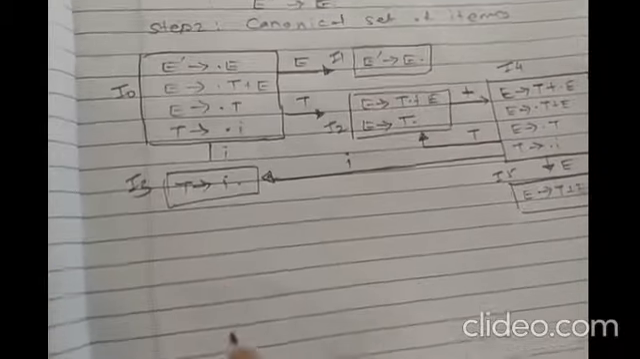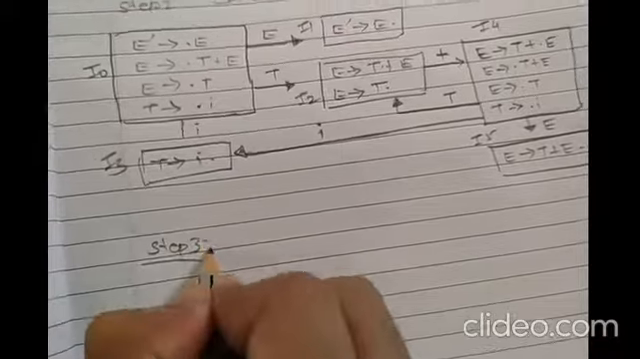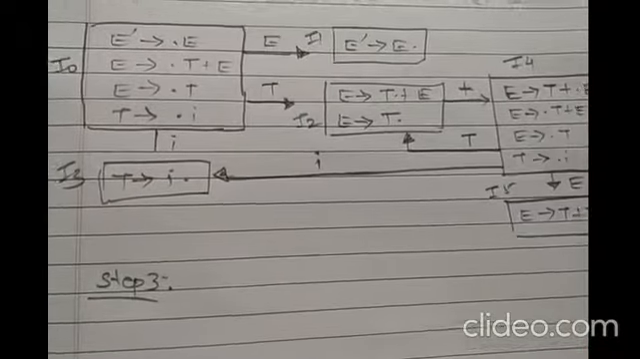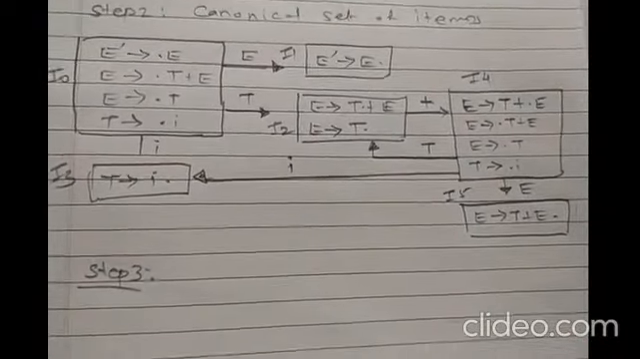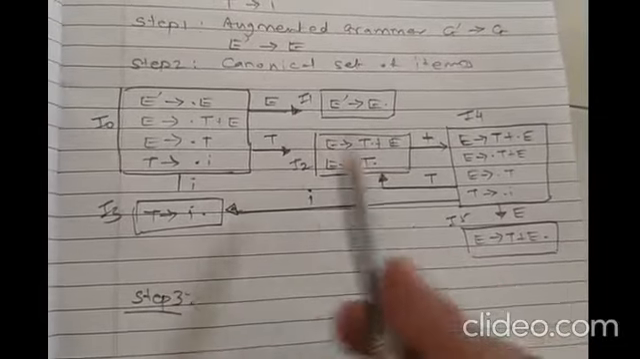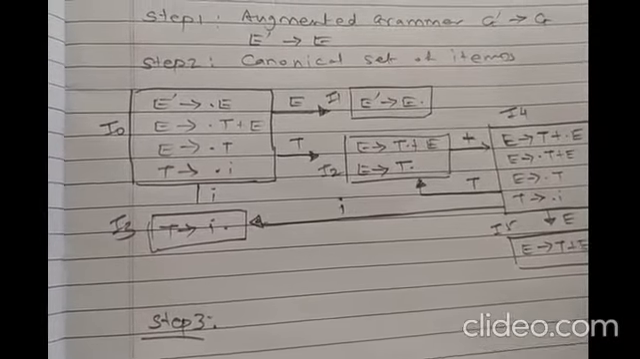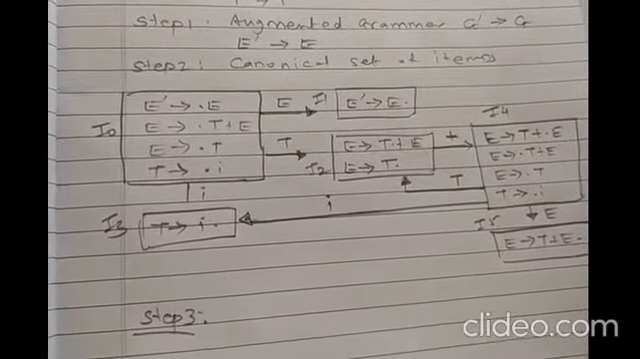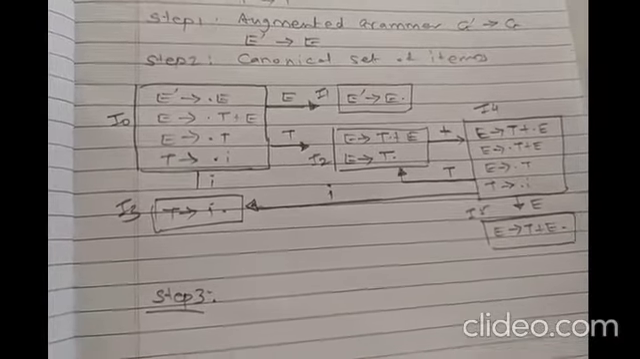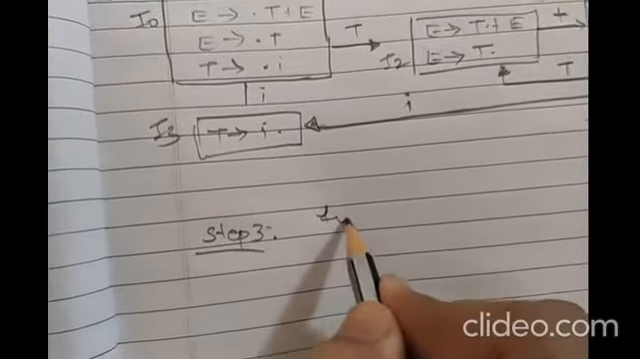Now in the step 3, what we will do, we will simply find out follow of the variables. Why am I introducing this step? Because from this diagram we will obtain the shift operation, which will be required in the next step to form the action and go to table. So in the step 3, we will find out the follow of the variables.